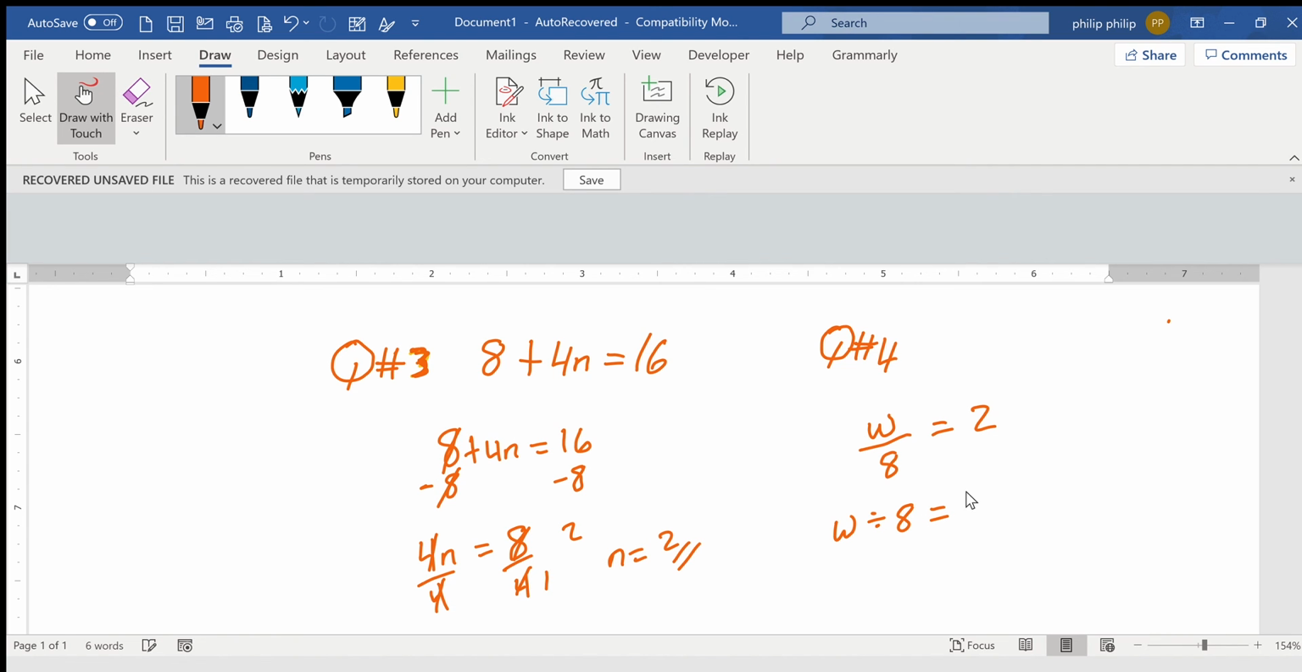Alright, now we put our A equals to 2. Okay, now let's go ahead and solve this. So we have W divided by 8 equals to 2. We'll bring our W down, and we can say the opposite operation of division is multiplication. So we can say times 8. We multiply both sides by 8. So the 8s cross out. Now we have our W to be 2 times 8. So 2 times 8 gives us 16.